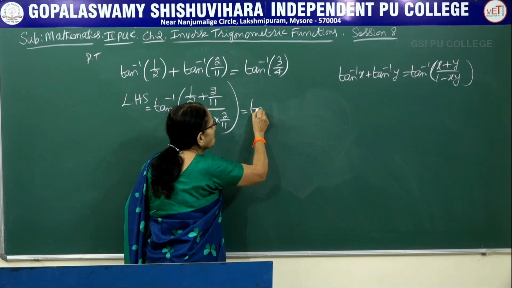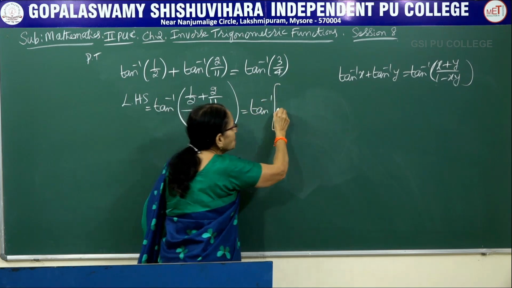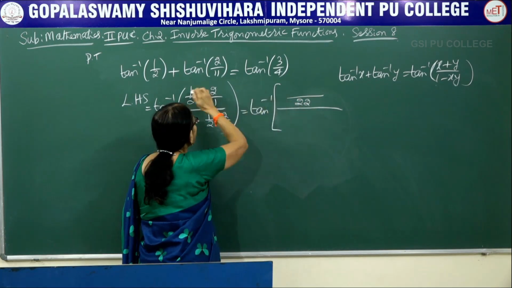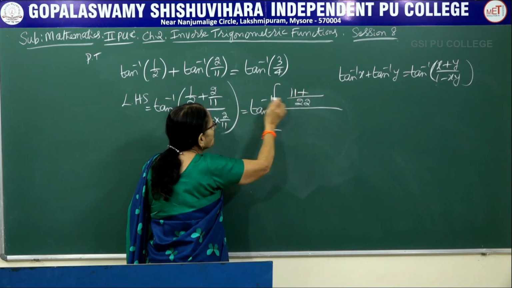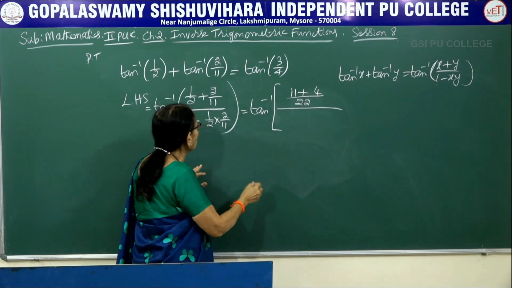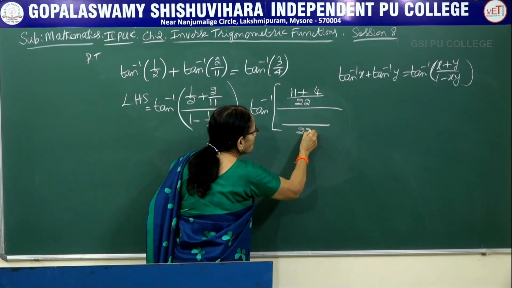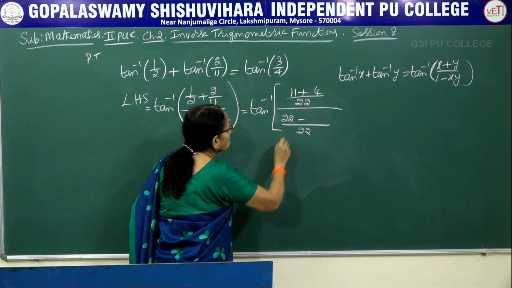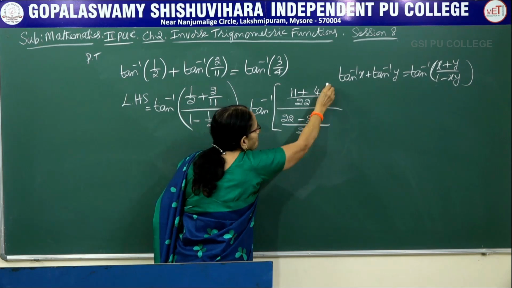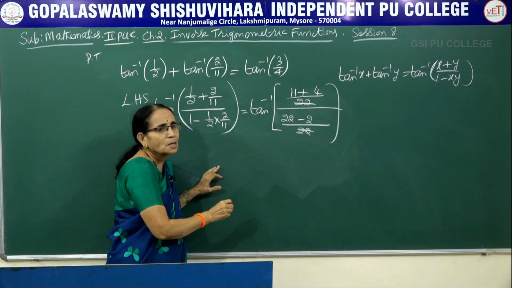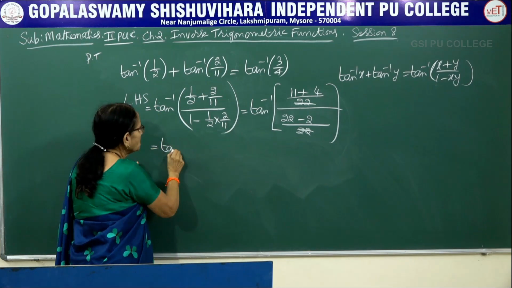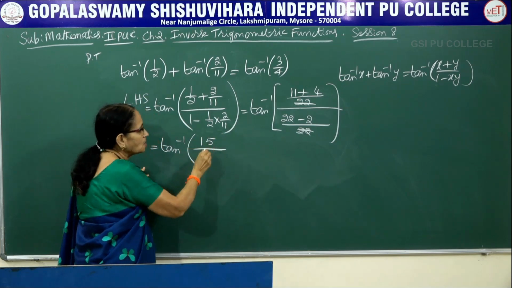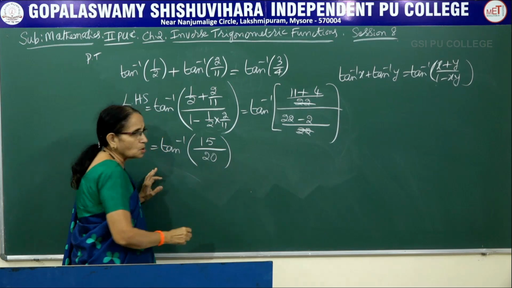Now let me simplify taking the LCM inside the bracket. The LCM for the numerator is 22. 2 11s are 22, 11 into 1 is 11. 11 2s are 22, 2 into 2 is 4. Similarly, the LCM for the denominator is also 22. 22 one time is 22, and 2 into 1 is 2, so 22 minus 2. First you do the cancellation. Now let us simplify the remaining terms. Tan inverse of 11 plus 4, that is 15, over 22 minus 2, that would be equal to 20.